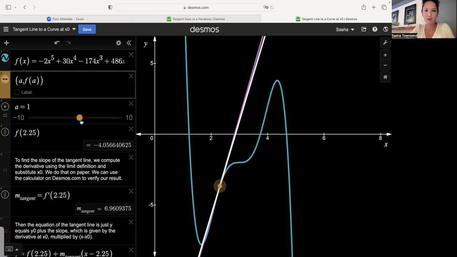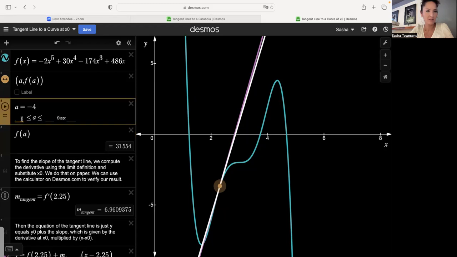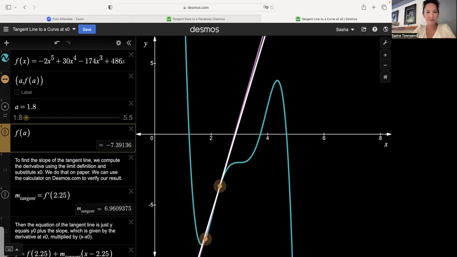Let's add a slider for a. And then I'll evaluate my function at a. And let's restrict ourselves to the interval, let's say 1.8 to 5.5, just so we have x values that we can actually see on our graph over here. And we'll evaluate f at a.